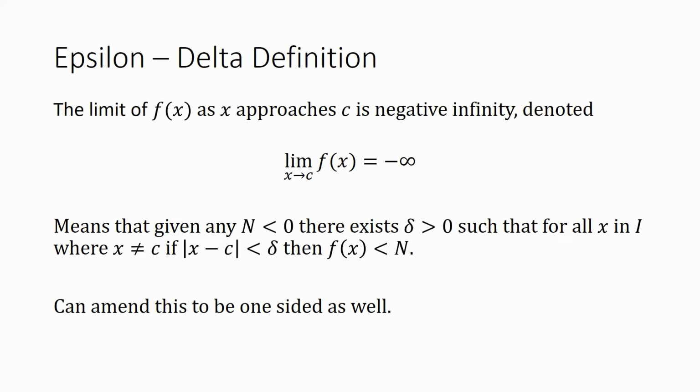Similarly, if we have a limit going to negative infinity as x approaches c, then that means that for any sufficiently small n, there exists a delta greater than 0 such that for all x in the interval where x isn't c, if x and c are really close, meaning the distance is smaller than delta, then the output value is going to be really, really small. So you pick a large negative number, a negative number whose absolute value is large, and you can find outputs smaller than that negative number. Just like positive infinity, you can amend this pretty easily to approach from a single side.